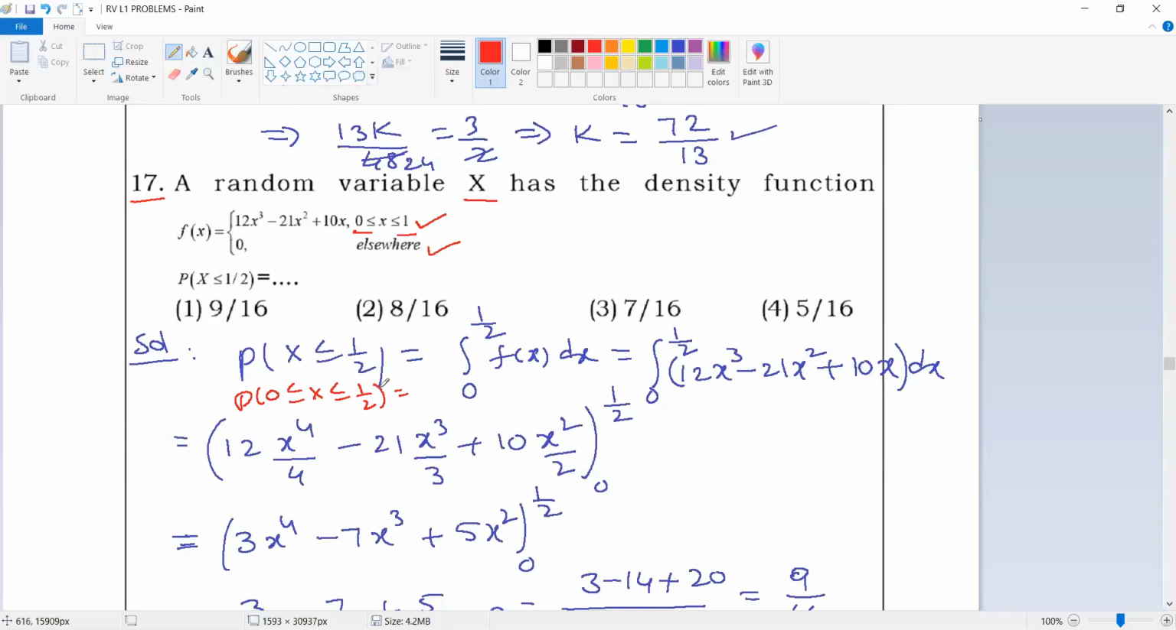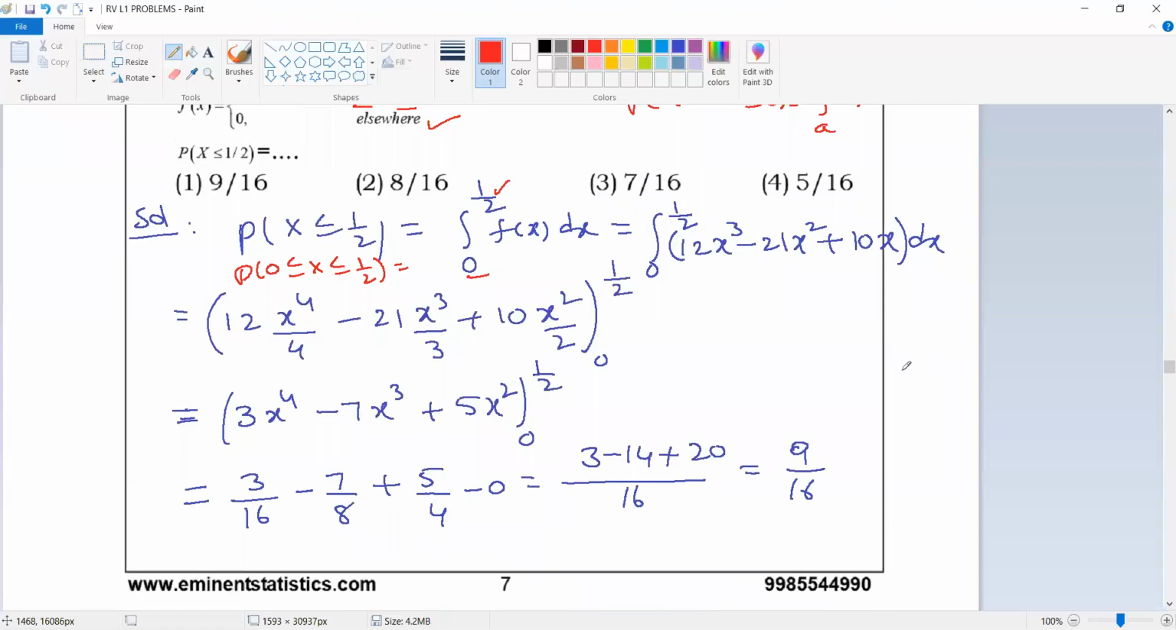Now with the help of the formula. What is the formula here? For a less than or equal to x less than or equal to b, for a continuous random variable, the probability is equivalent to the integral from a to b of f of x dx. Our a value is 0, b value is half. f of x is defined here as 12x cube minus 21x square plus 10x, dx.